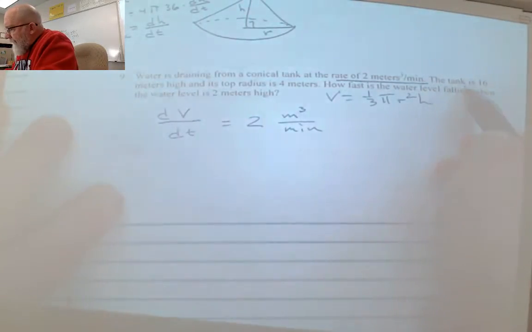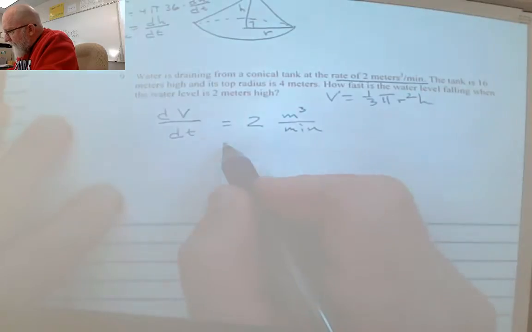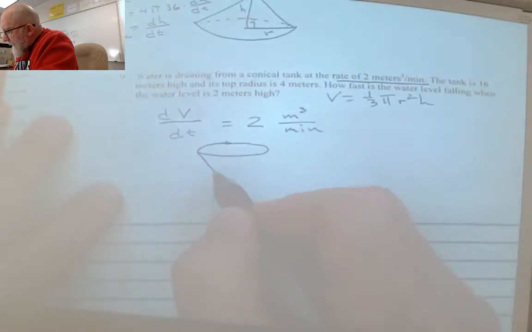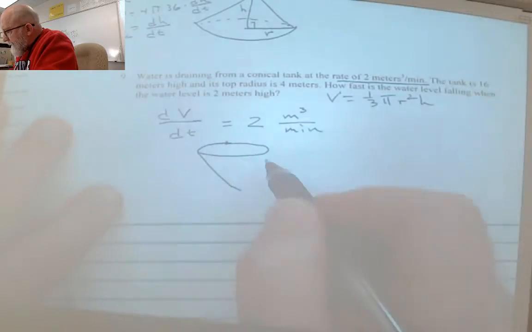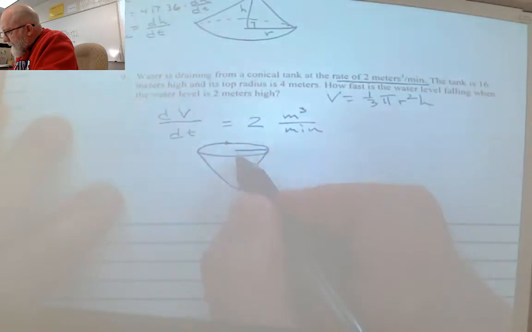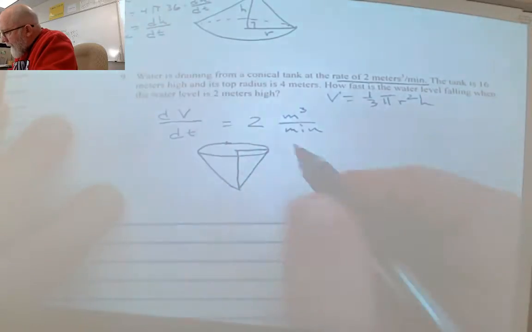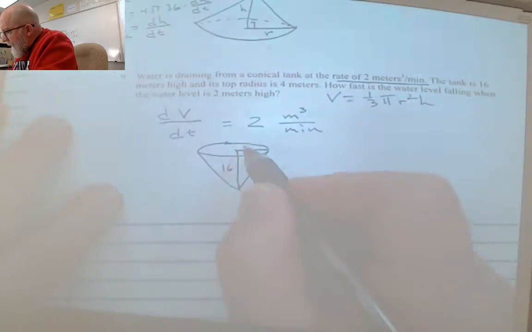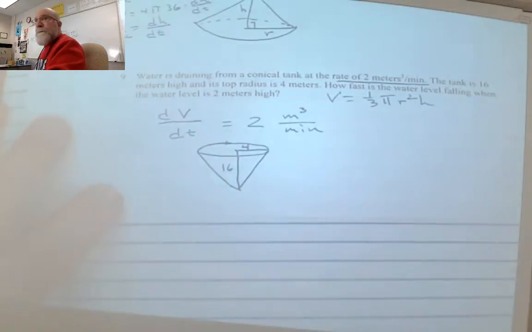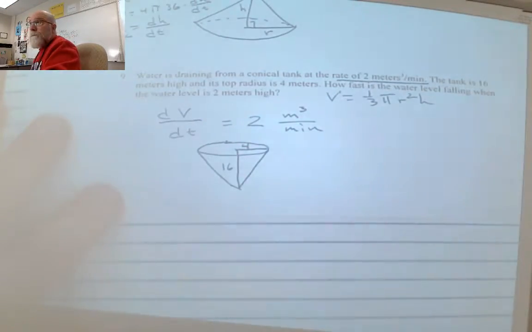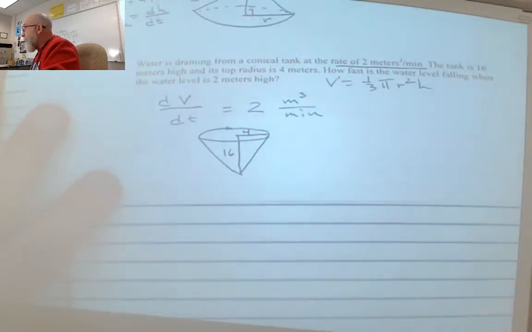The tank is 16 meters high, so I better draw my picture. Oh, so the tank looks like this. It's like an ice cream cone. So it's 16 this way and 4 this way. Would you agree? Everybody okay with that?